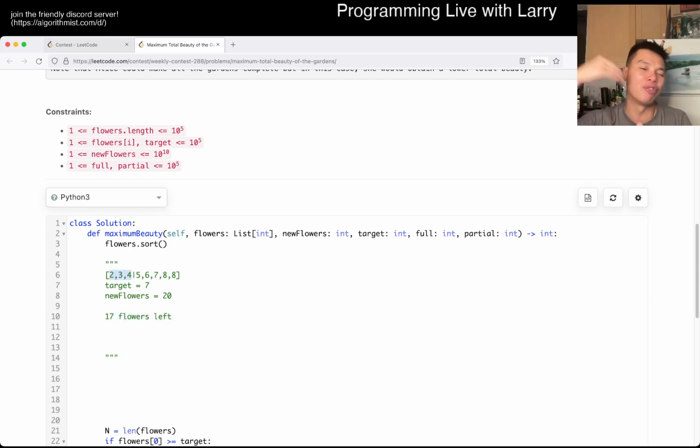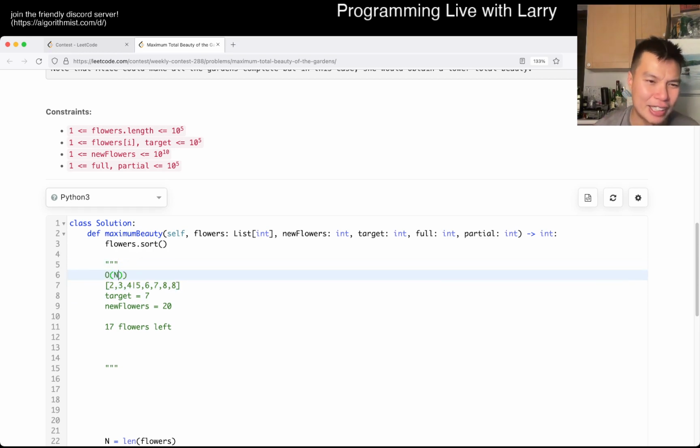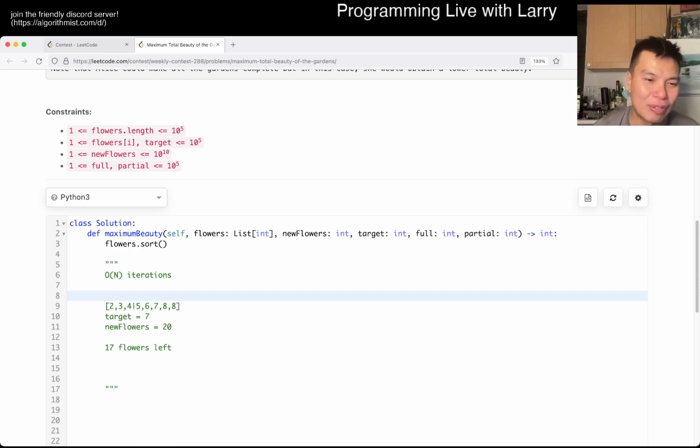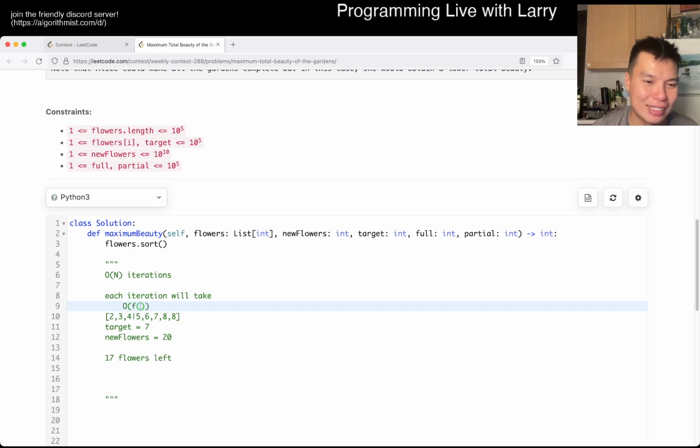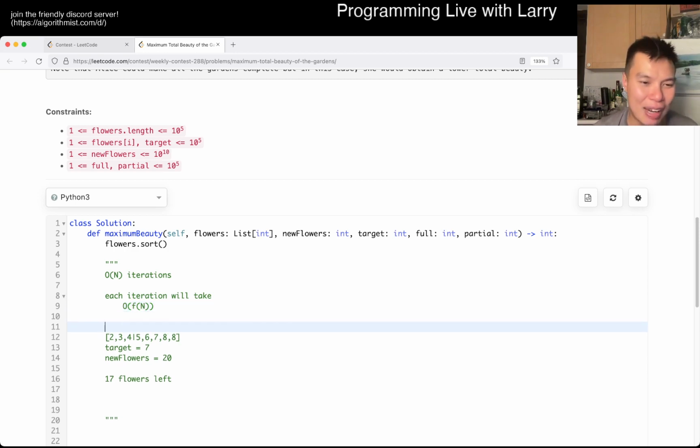And then what would be the flower level of that one, right? So let's say you have a magical function to tell you that in less than linear time, then that'll be fast enough. Because what we want to do is go from right to left, so we have O of n iterations, and each iteration will take some O of f of n time. And of course, if f of n is O of n, then that means the running time will be n squared.